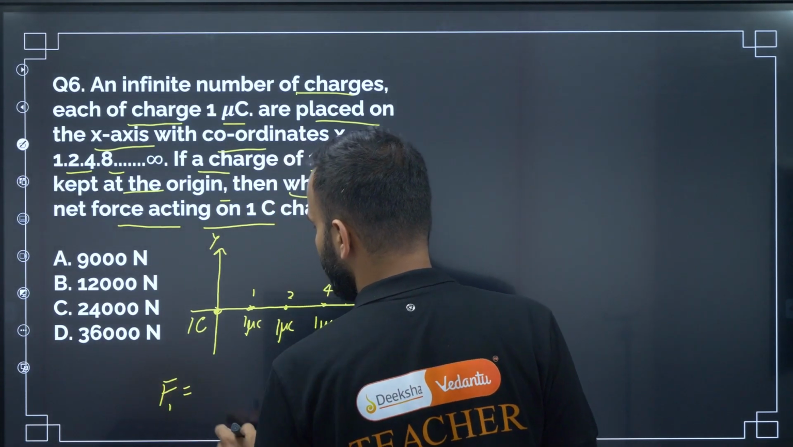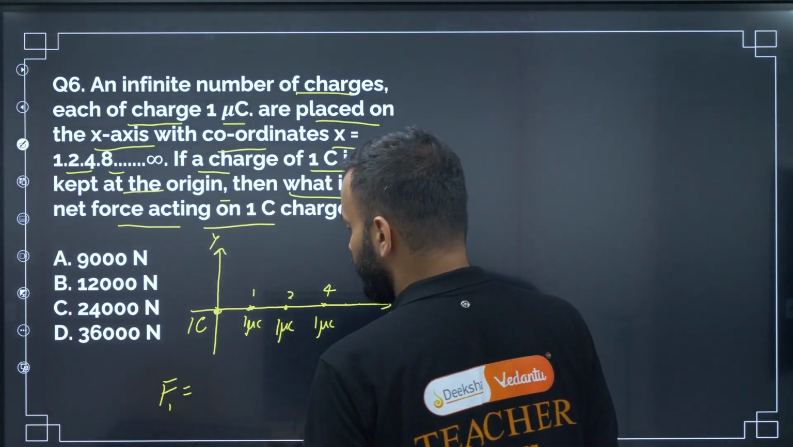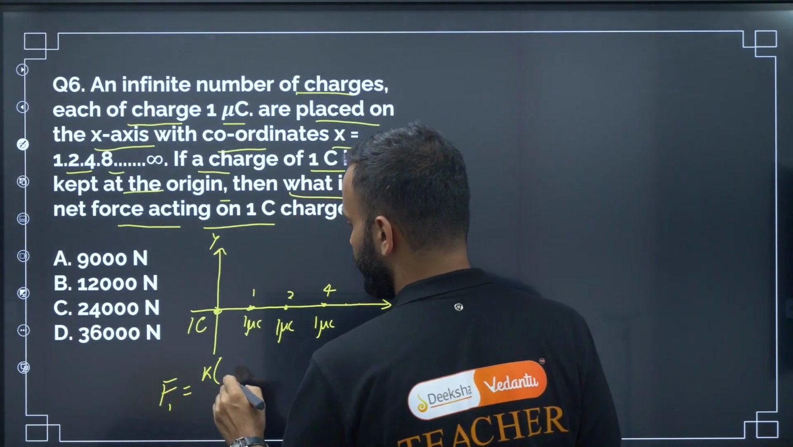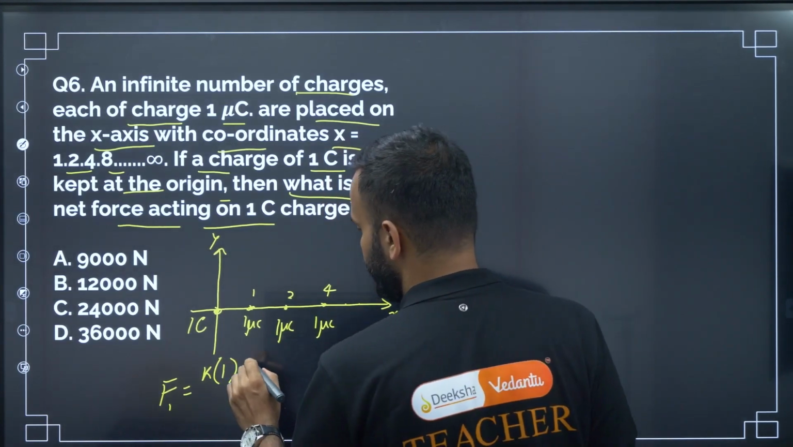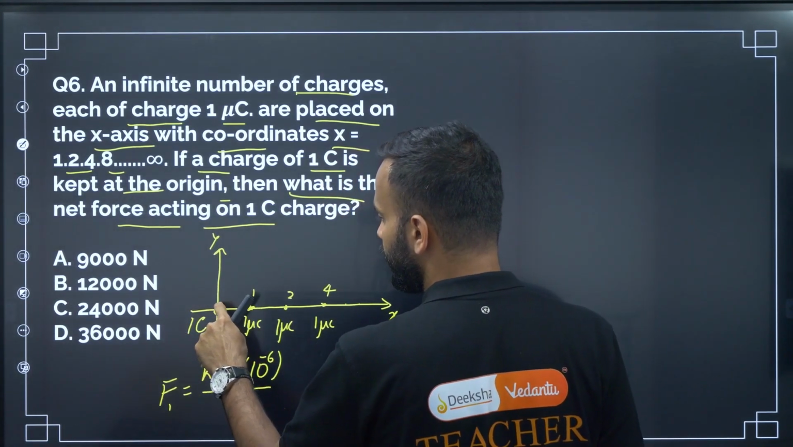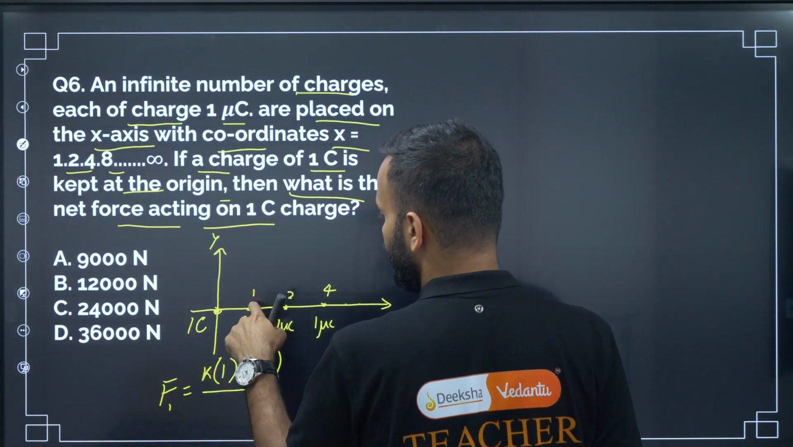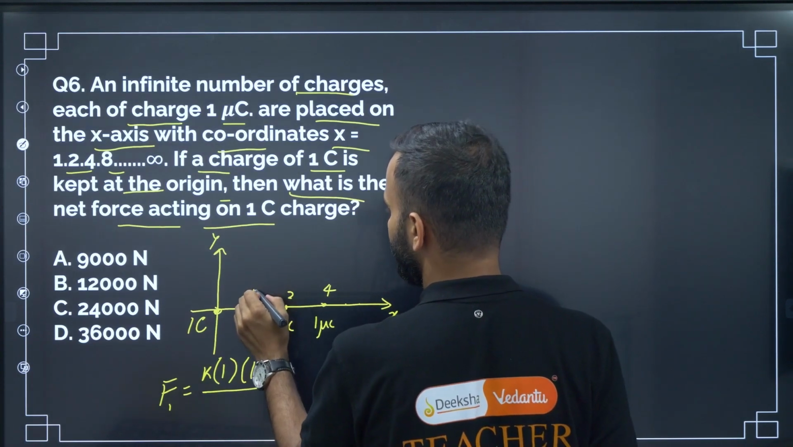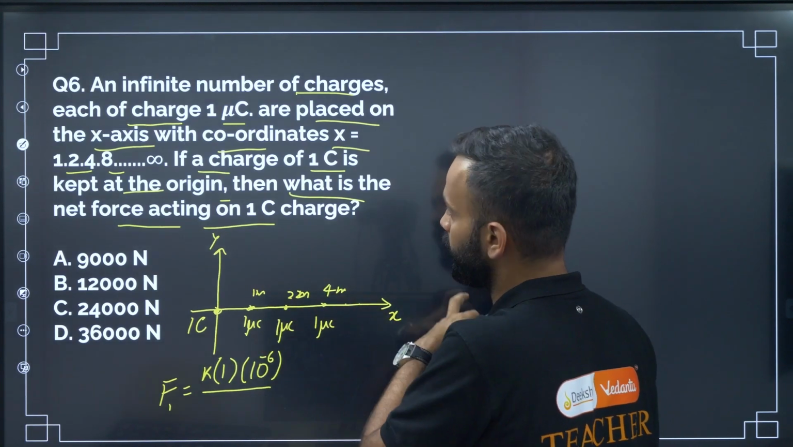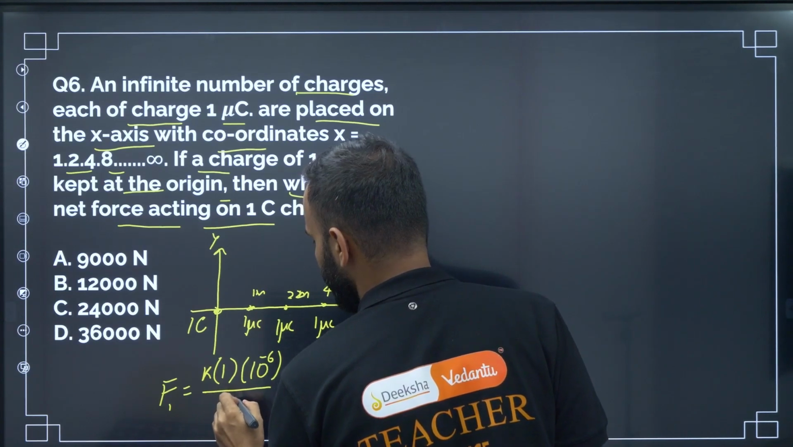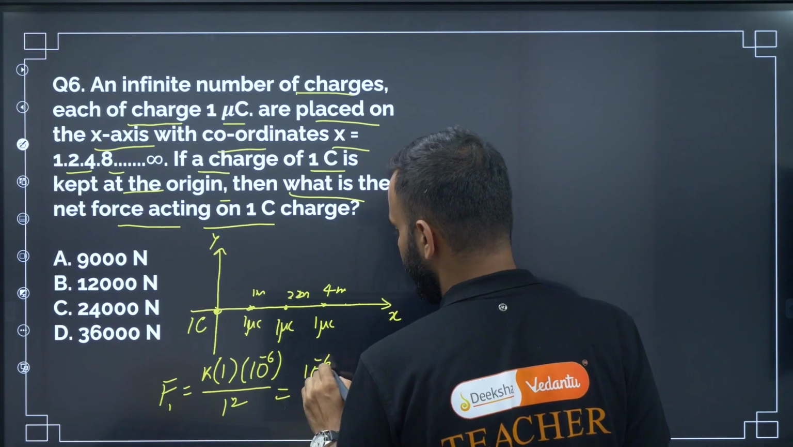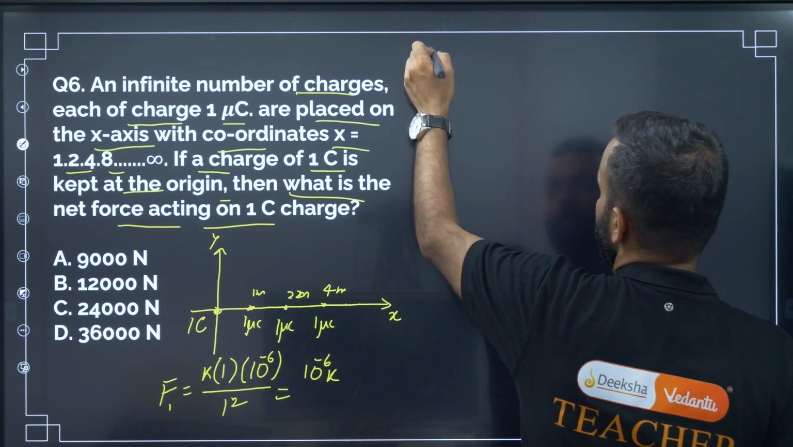So let's say F1. F1 is the force on 1 coulomb charge due to 1 microcoulomb. So F1 is equal to K, where K is 1 by 4 pi epsilon naught, into Q1. Q1 is 1 coulomb, into 1 microcoulomb, that is 10 to the power minus 6 coulomb, divided by d square. D square is the distance between the origin, 0, and 1, that is 1 only, right? Take 1 meter, 2 meter, 4 meter, 8 meter and so on. So this will be 1 square. So F1 is equal to 10 to the power minus 6 into K only. So this is F1.